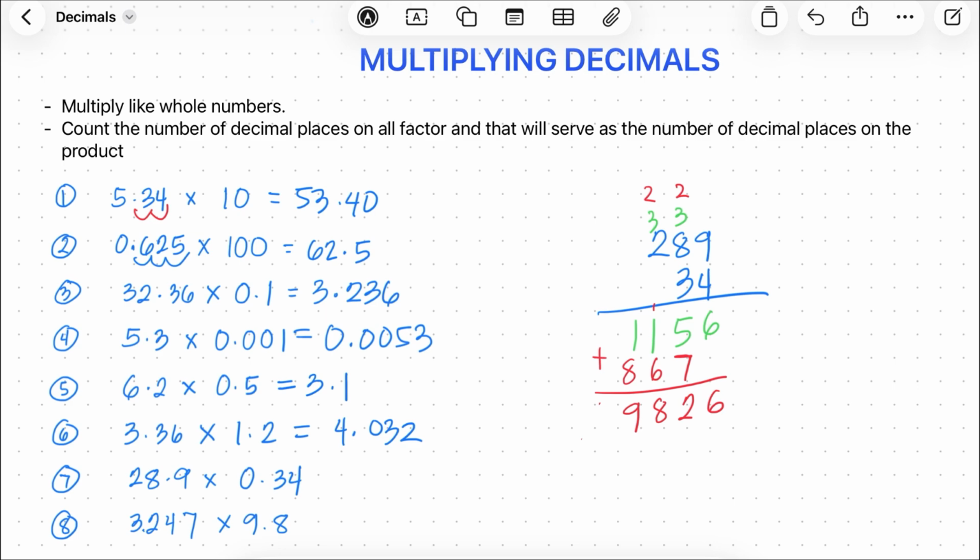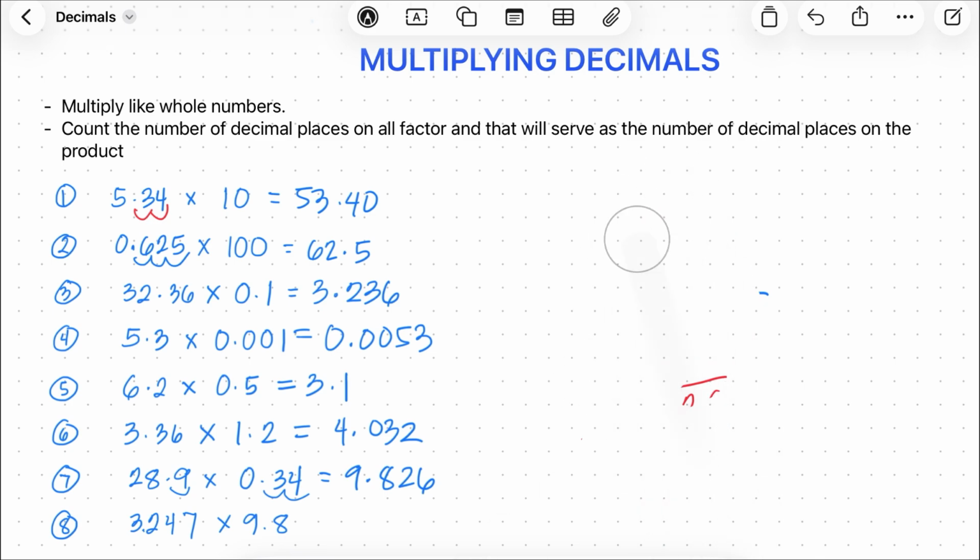So how many decimal places are there? There's 1, 2, and 3. So the answer is 9.826. And for our final example, we have 3.247 times 98. So we'll just multiply that.